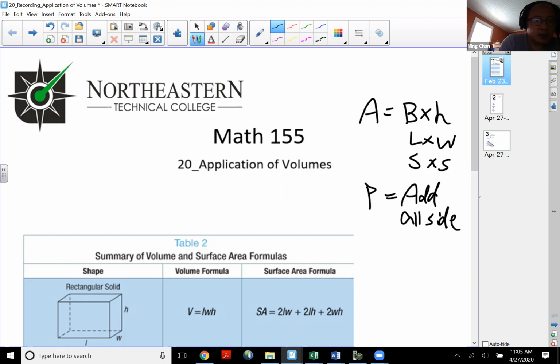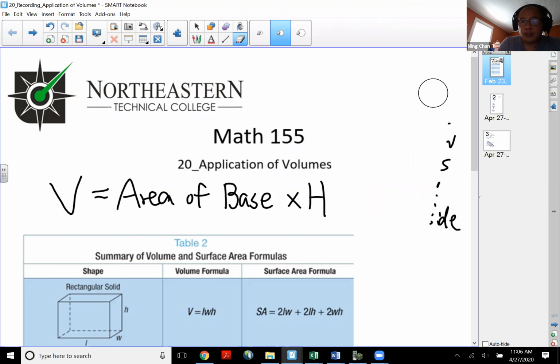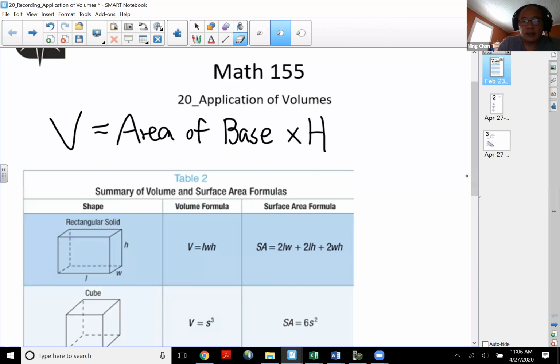To find volume, the key concept of finding volume is take the area of the base and then times the height of your volume. So what you're going to find here on the lecture handout and here in the video is the front part of the volume formula is about the area of the base, and then we times the height.